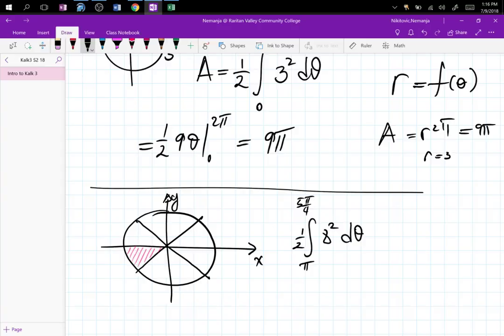But then we're going to have more interesting shapes, like flowers and, what do you call it? Limaçons, and then lemniscates and all of these kinds of things. So we'll deal with all of those things in chapter 13.